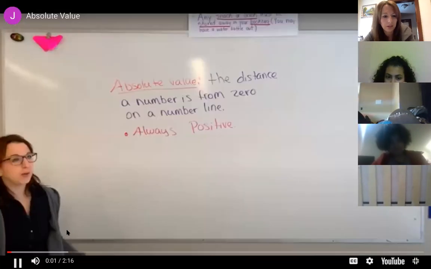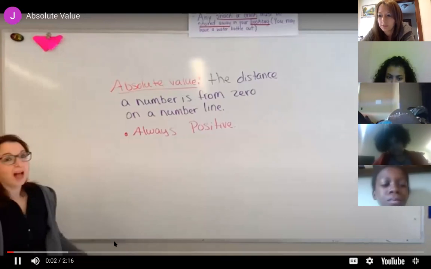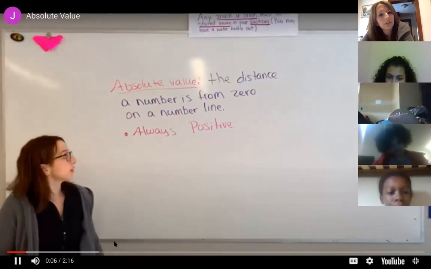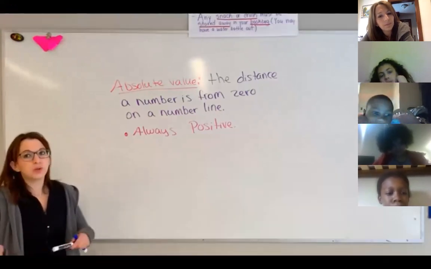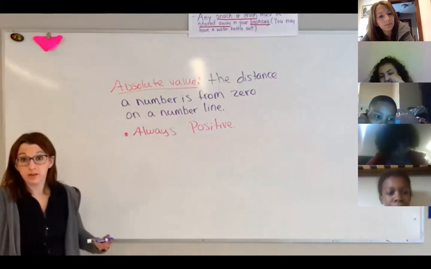Hi, Specca Scholars. Today we're going to review how to... Here it goes. Hi, Specca Scholars. Today we're going to review how to find absolute value. But before we begin, we need to know what that means. Absolute value is the distance a number is from zero, or how many units it is from zero. Absolute value is always a positive integer.